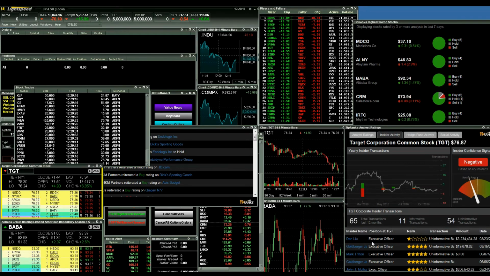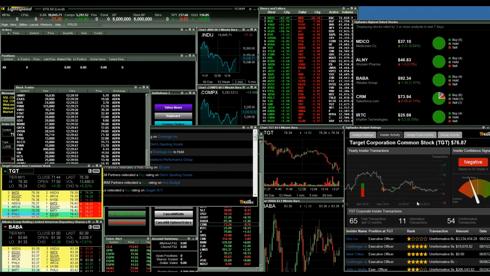So specifically in Target, I don't know how interesting this indicator is, but many stocks you will find, surprisingly, that recently there were a lot of buy transactions in it. Great, thanks. I hope that helped answer.